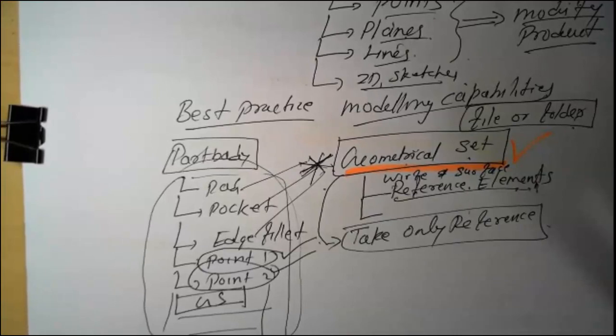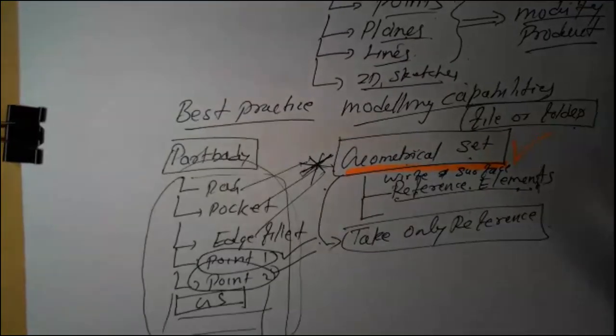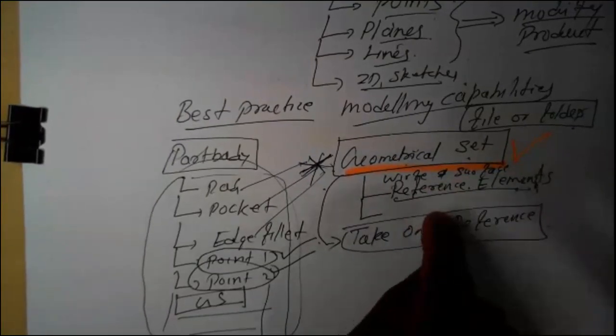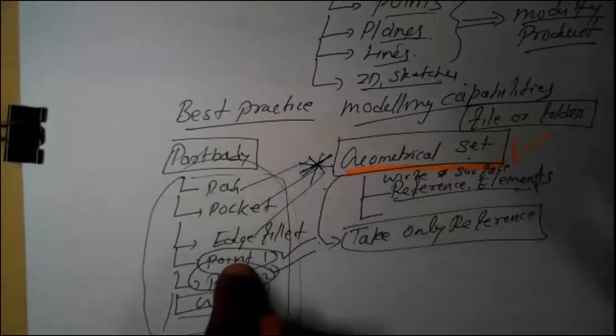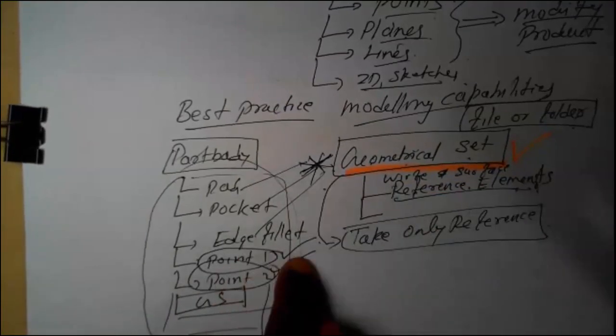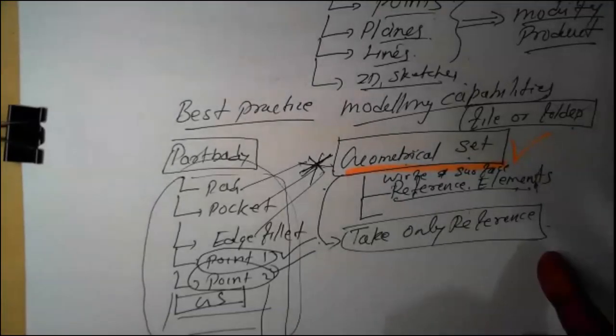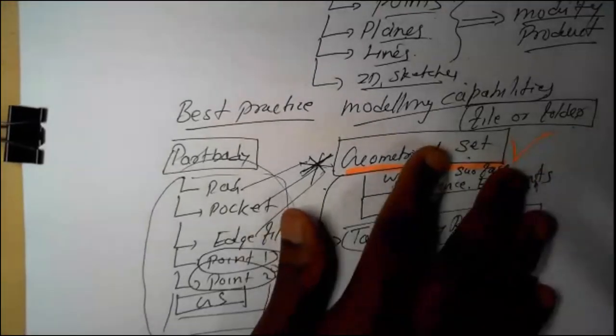So tomorrow, probably Rahul is doing some changes, or Satya is going to do some changes, or Naveen is going to do some changes, or Aditya is going to do some changes. Anybody will come and find out, hey, Rahul has done these changes, no need to worry, go to geometrical set, there is point number one and point number two, which I can change slightly and develop a new product. So that is the intent of this aspect.